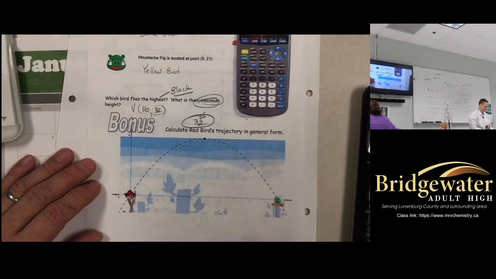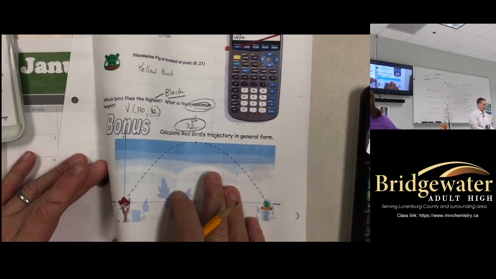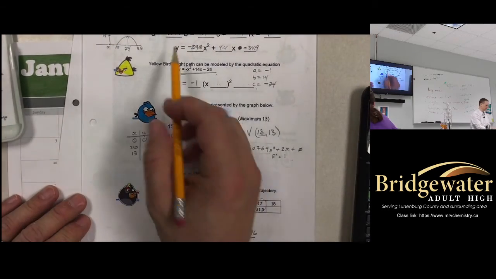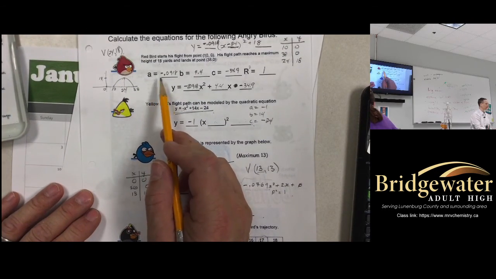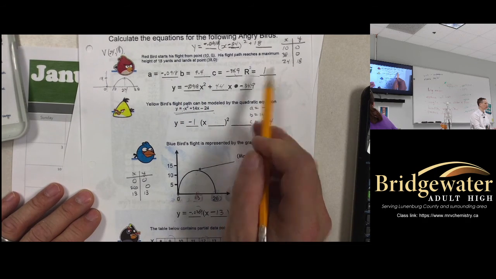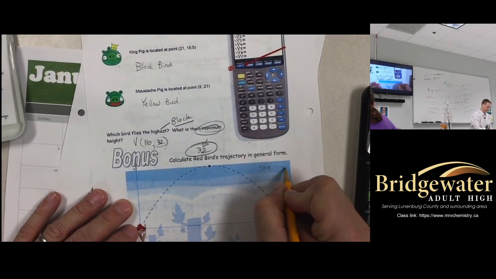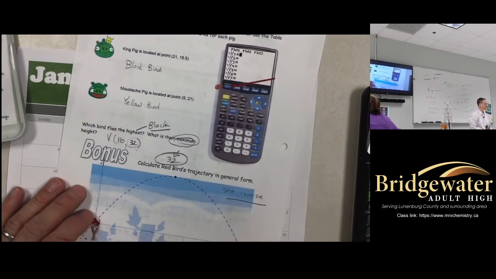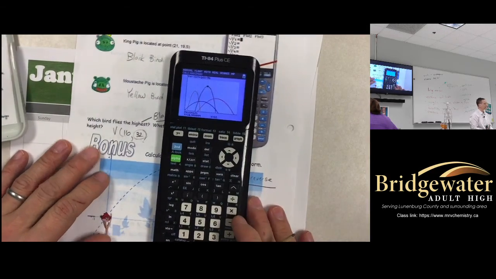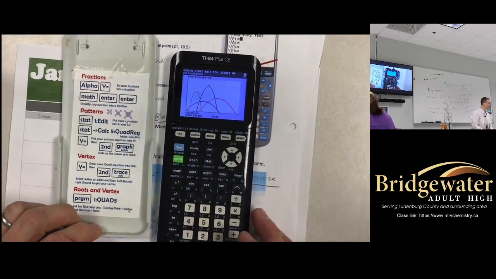Different type of question. Now, I got one more bonus here. It says calculate a red bird's trajectory in general format. And we already did that. There's general format, r squared. So we already did that. So C reverse. Cool, that's a lot. Okay, but hopefully it'll bring back memories, hopefully fond memories.